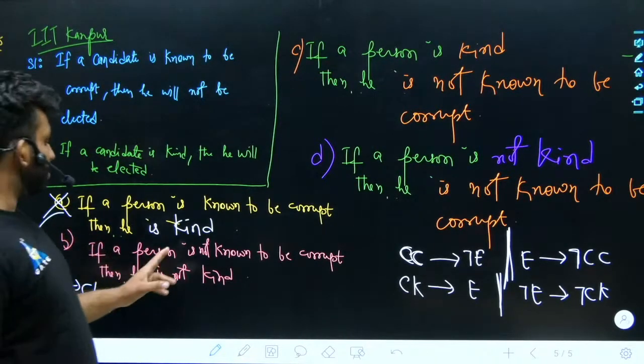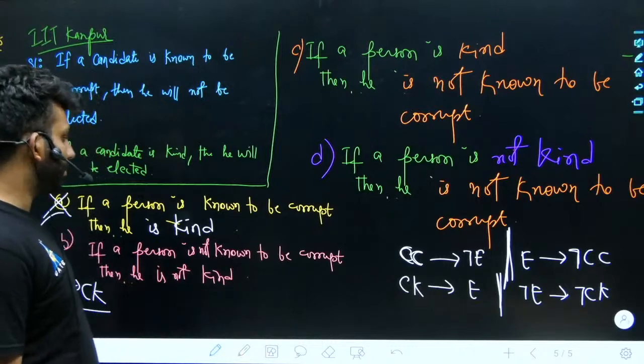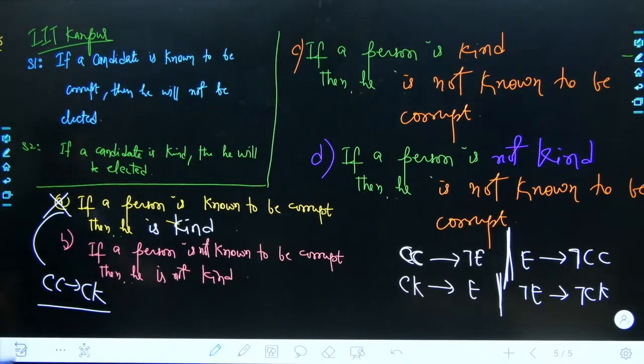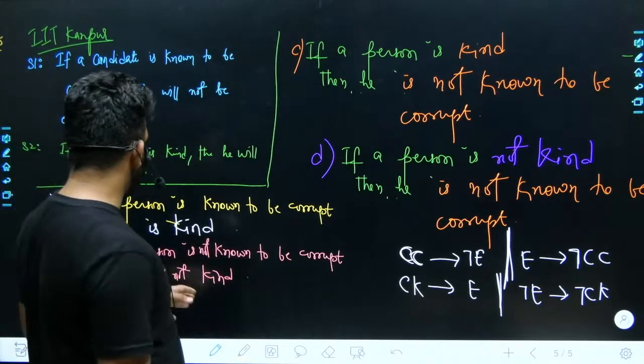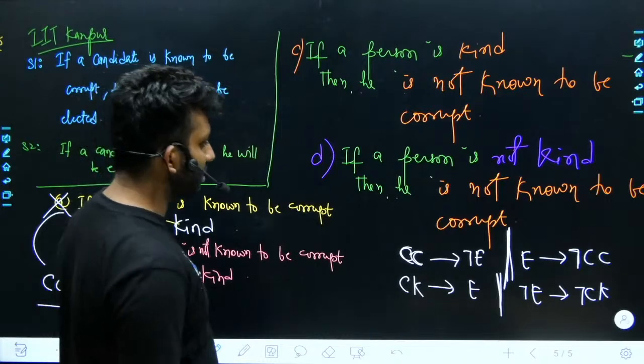What about this? If a person is not known to be corrupt, he is not kind. Let's see: that means not CC implies not K.